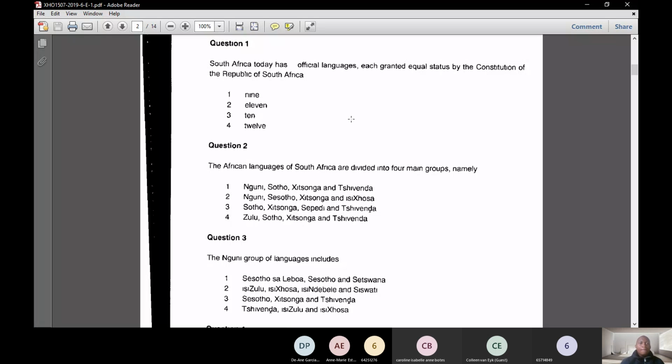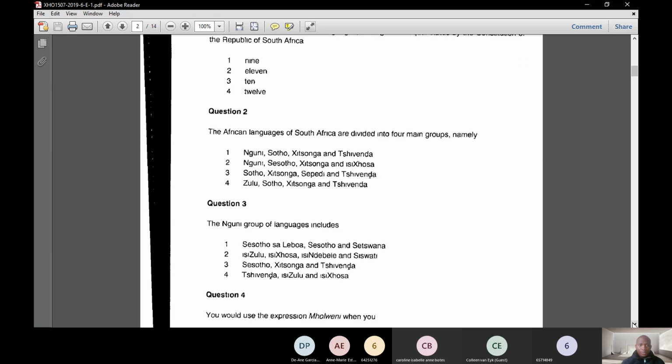But okay, question 1. South Africa today has dash official languages, each granted equal status by the Constitution of the Republic of South Africa. Option 1 is 9 official languages. Option 2 is 11 official languages. Option 3 is 10 official languages. Option 4 is 12 official languages. What's our answer? 2, 11. I'll take that as a yes.